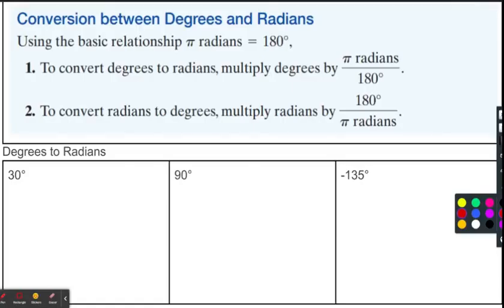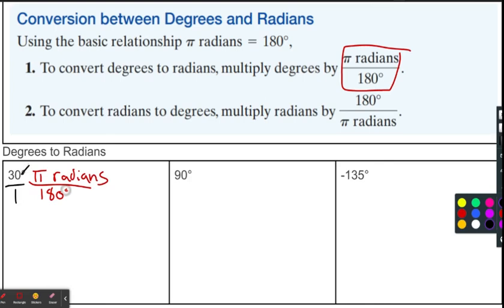All right, we're going to work on converting degrees into radians. In order to do that, we're going to multiply by pi radians over 180 degrees. So if I had 30 degrees and I multiply it by pi radians over 180 degrees, what's going to happen is it's going to convert for us because our degrees are going to cancel out. So the degree symbols will cancel out when you cross.